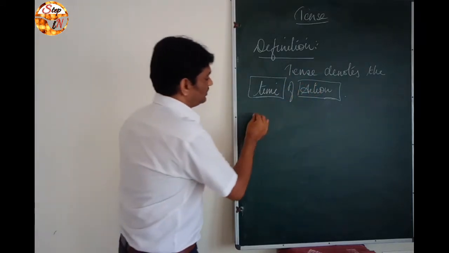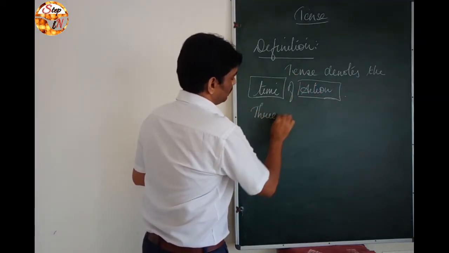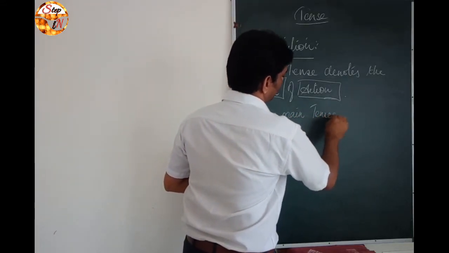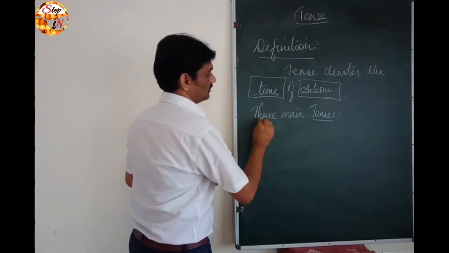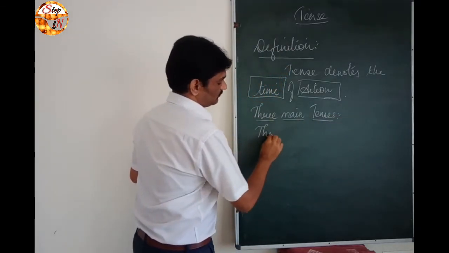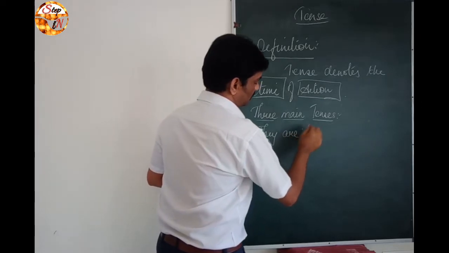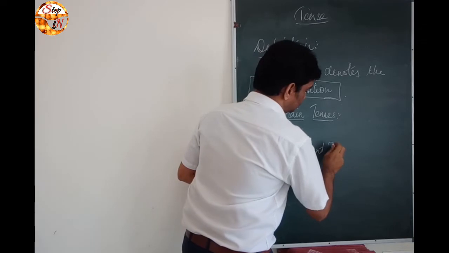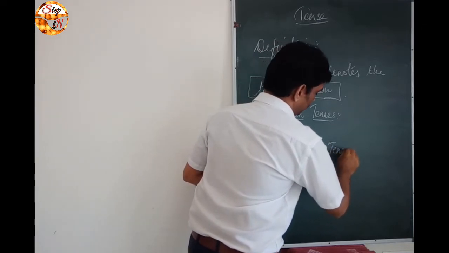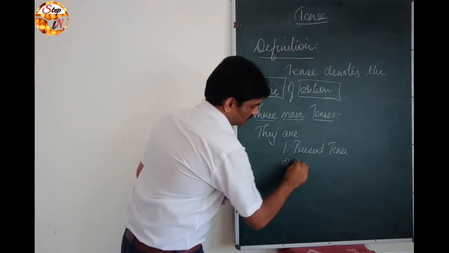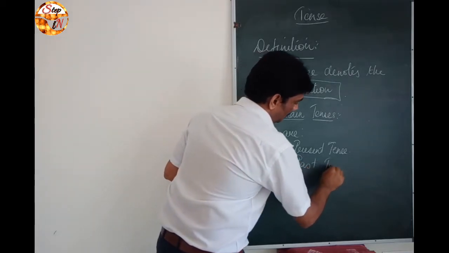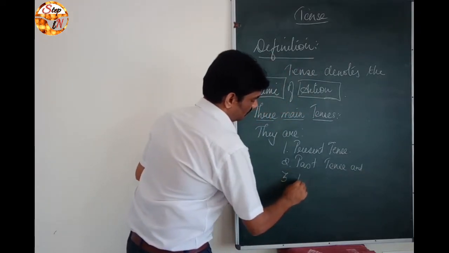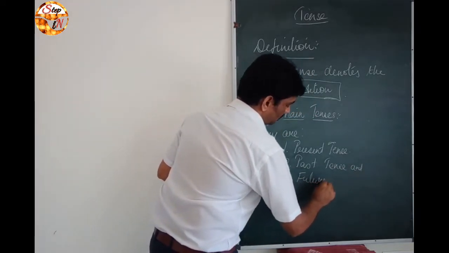So there are mainly three tenses. Three main tenses. So they are: the first one, present tense, and the second one, past tense, and the third one, future tense.